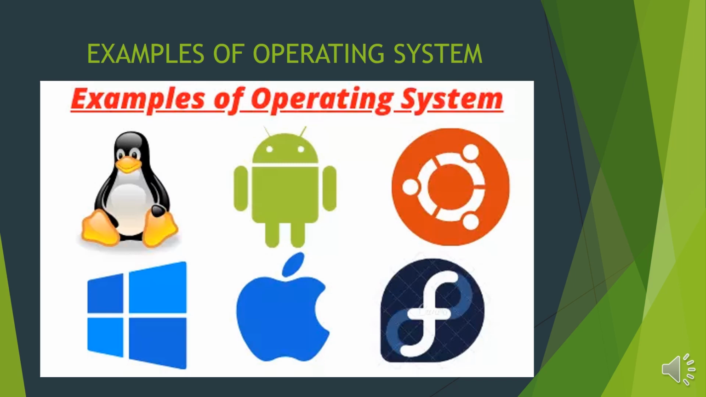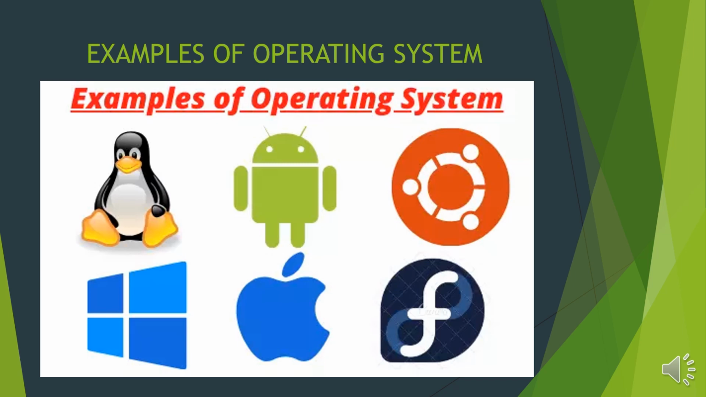Okay, then we have the examples of operating system. Now, when we look at this, we see the examples of operating system. The first icon there that looks like a parrot is Linux. This is the Linux operating system. Then below the Linux, the one that has a window design is known as Windows operating system.